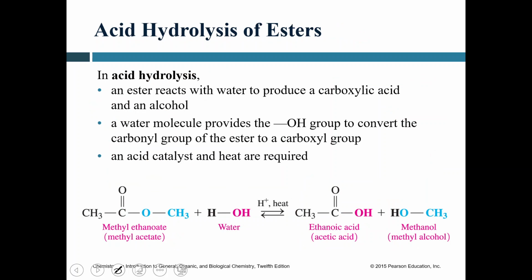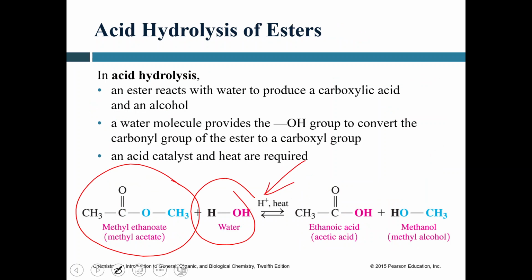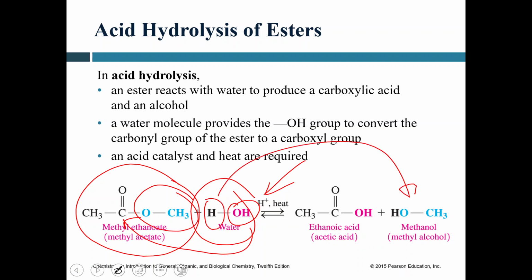So esters can be hydrolyzed using acid. In this case, the ester, methyl ethanoate in this example, reacts with water in the presence of an acid catalyst and heat. The water molecule, this hydroxyl group, attacks the carbon of the ester, releasing the OCH3 group, and this hydrogen completes it, forming methanol. So you can clearly see that acid hydrolysis is the reaction that is opposite to the reaction of esterification.